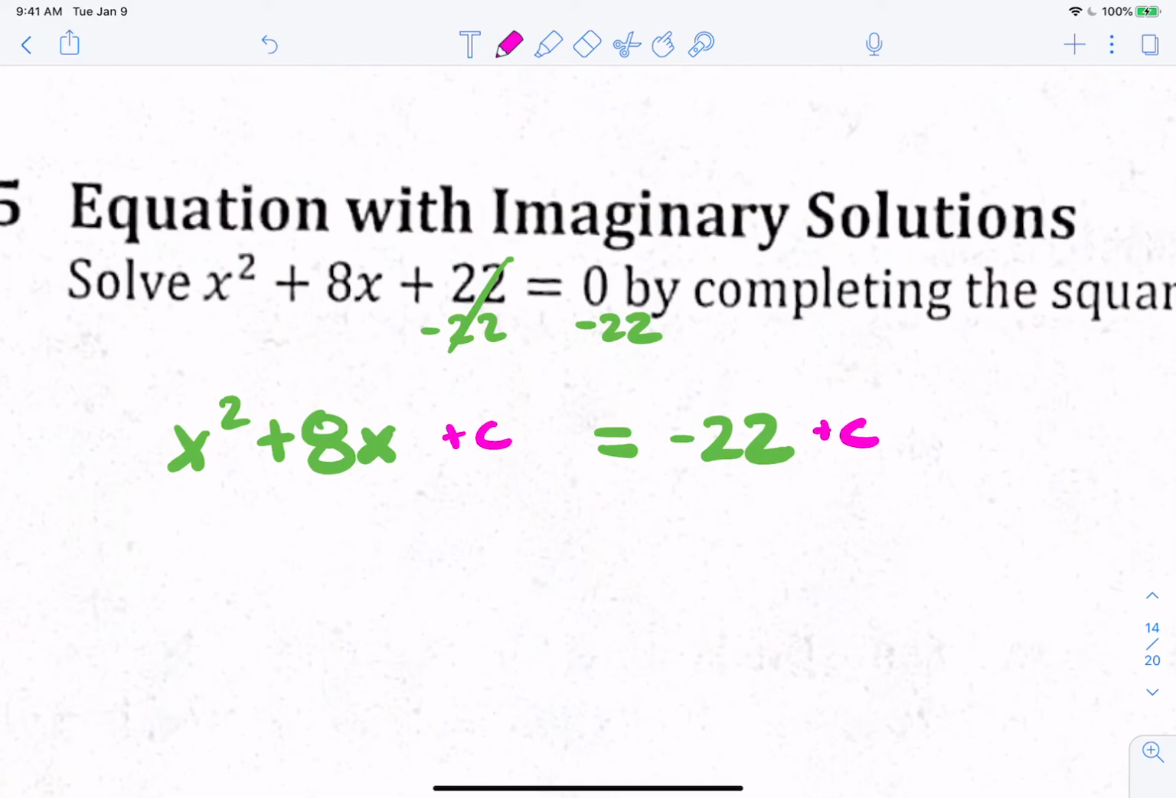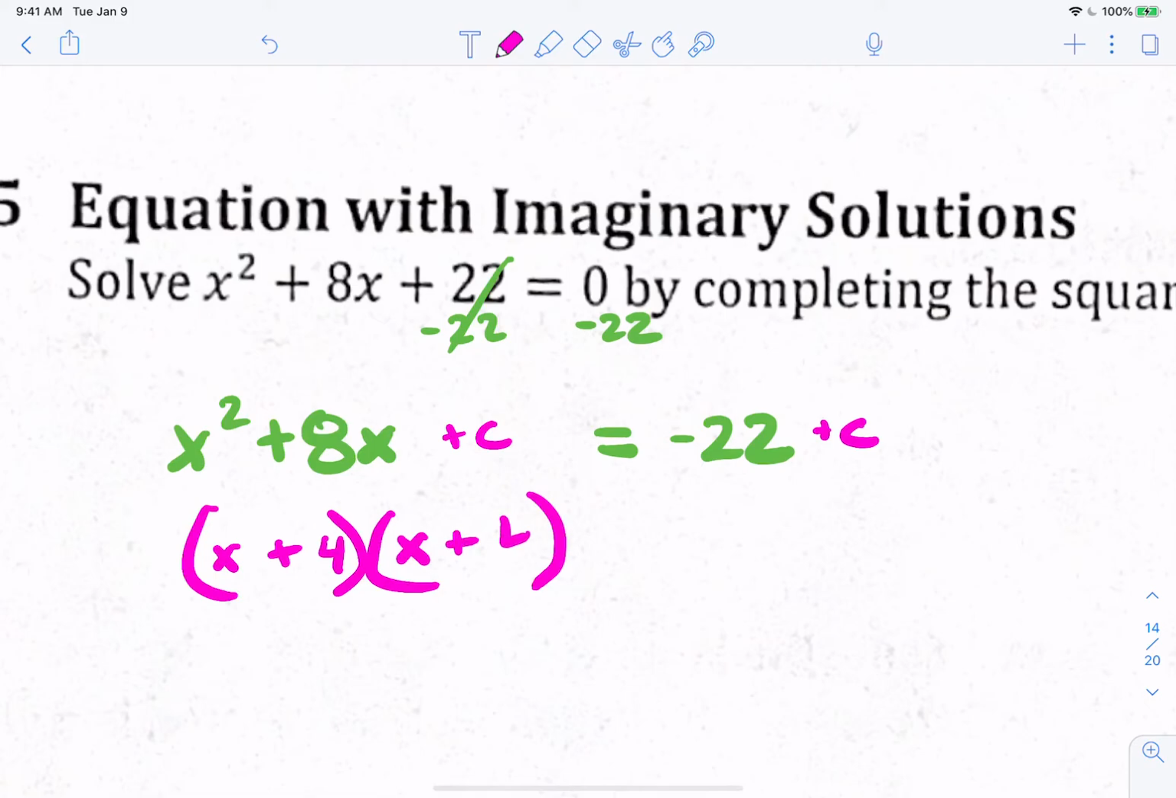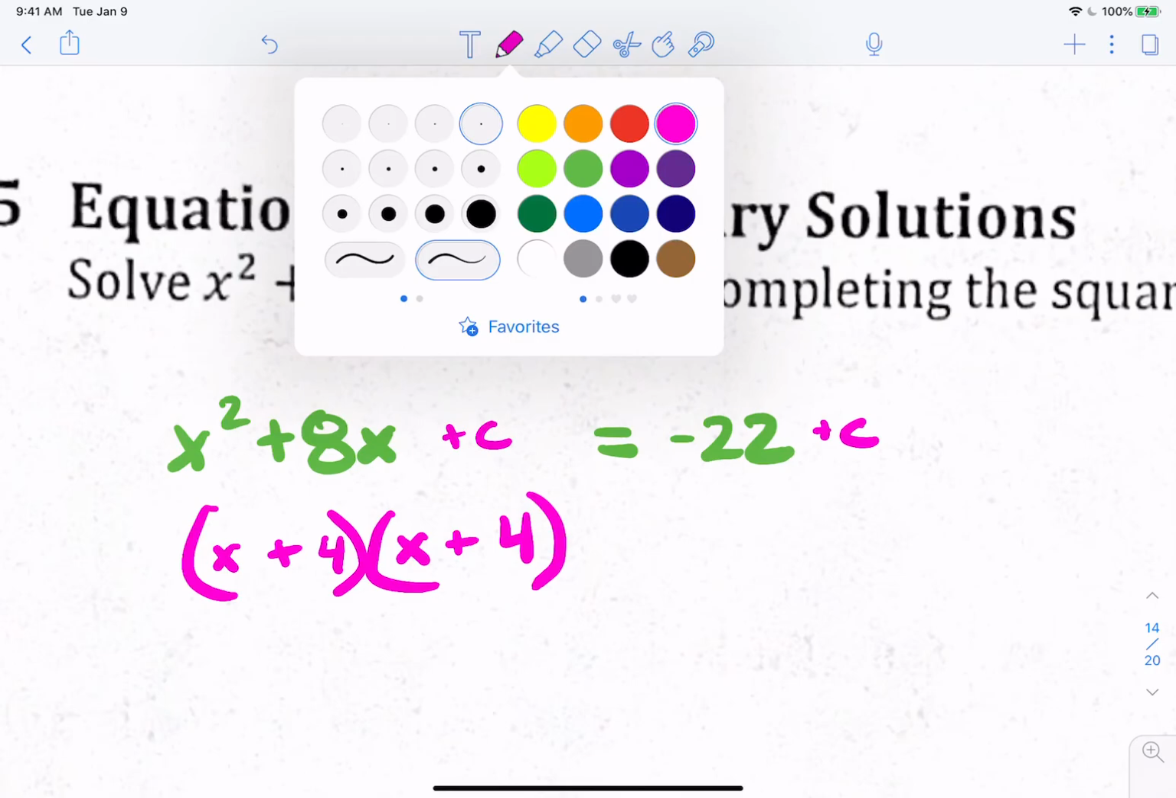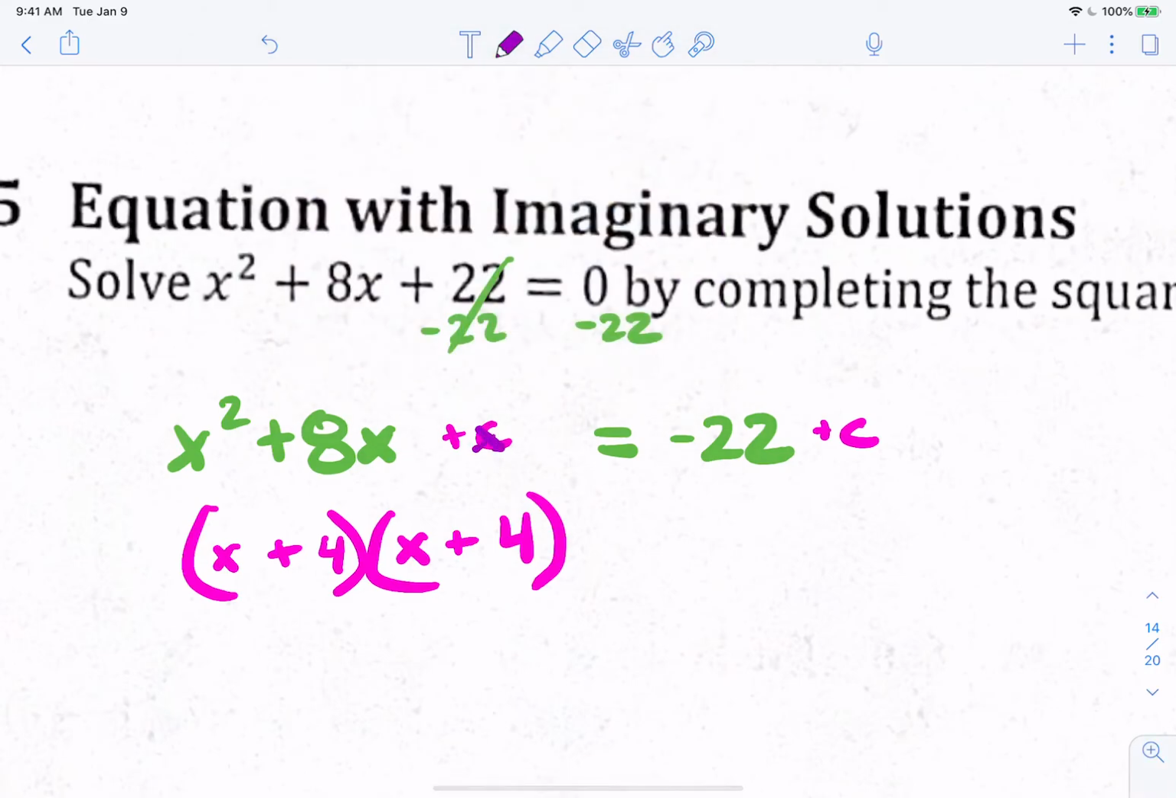All right, so now let's break this down. Let's find out what our two bubbles are. 4. x plus what? 4. 4 and 4, right? 4 plus 4 gives me 8. So what will c be? 16, right? Because 4 times 4 is 16. So I'm going to put 16 on both sides. Make sense? Now, negative 22 plus 16, what does that become? Negative 6.